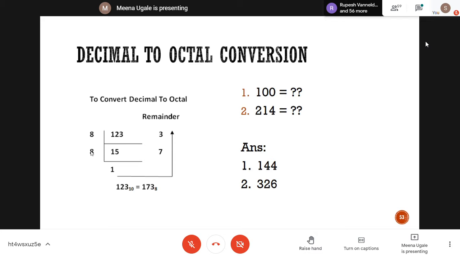See, I'm observing that many students are not replying in the chat box, but still I'm considering they are also with me, they are also understanding this. Okay, got it? Then we will proceed for the next one.